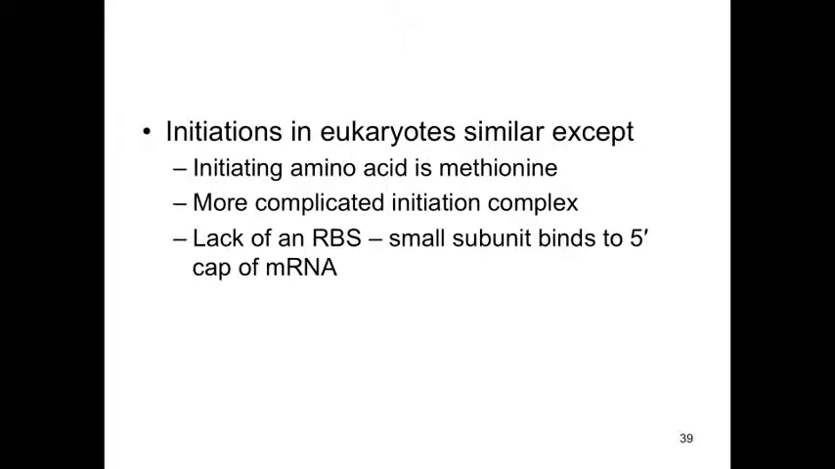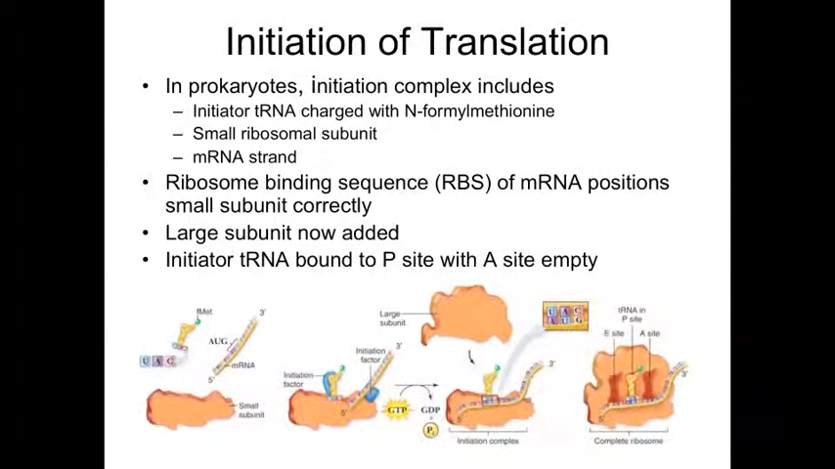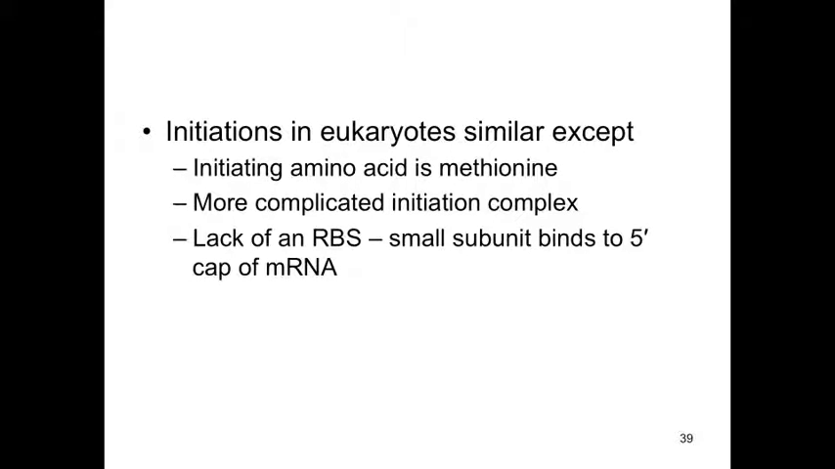Initiation in eukaryotes is really similar, except the initiating amino acid is methionine. This is the one you want to remember. It's a more complicated initiation complex, just meaning that it involves many more proteins. And they also lack the ribosome binding sequence because eukaryotic mature messenger RNA has a 5' GTP cap, and the small subunit binds directly with that.